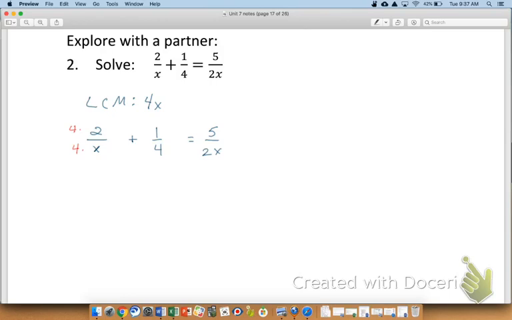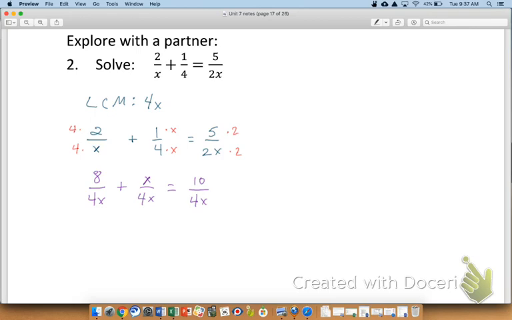I need the 4 to become a 4x, so I need to multiply by x, don't I? So times x, times x. And then that final fraction is a denominator of 2x, so I need to multiply by 2, right? 2 times 2 to get to 4. So times 2, times 2. All right, once I've done that, I can write it out as 8 over 4x plus x over 4x equals 10 over 4x. So at this stage, I've got a nice, lovely common denominator on all of them.